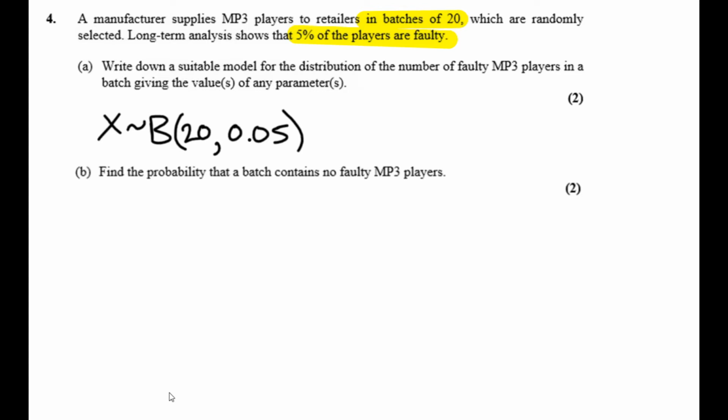Find the probability that a batch contains no faulty MP3 players. Okay, so we're going to use our usual probability statement. Probability x equals x for the binomial is going to be nCx, probability of success to the power of x, probability of failure to the power of n minus x. What does that look like in our case?